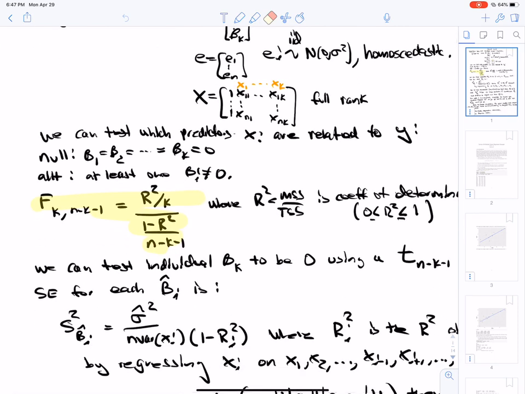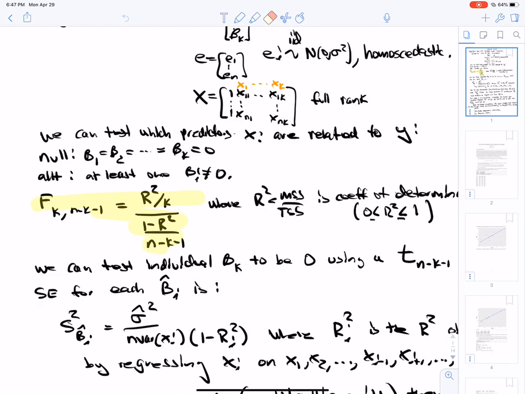So our null is that these beta_i are all 0. The alternative is that at least one of them is not 0. We have an F statistic, with degrees of freedom k and n minus k minus 1, that can be written in terms of the coefficient of determination, R squared over k over 1 minus R squared over n minus k minus 1, where R squared is the model sum of squares over the total sum of squares. It's a number between 0 and 1.